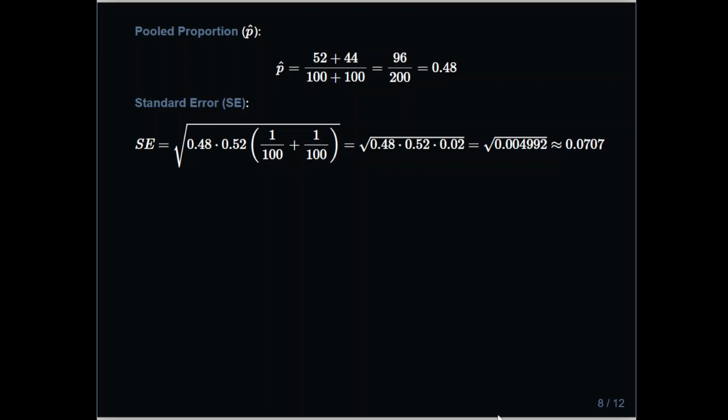So the pooled proportion is still 0.48. That doesn't change. But what is going to change now is the standard error calculation. So we have the square root of 0.48 times 0.52, which is the pooled proportion times the complement of the pooled proportion. But the bit that is different now is 1 over 100 plus 1 over 100. That is 1 over NA plus 1 over NZ, which is 0.02. So we're looking for the square root of 0.48 times 0.52 times 0.02, the square root of 0.004992, which is approximately 0.0707.